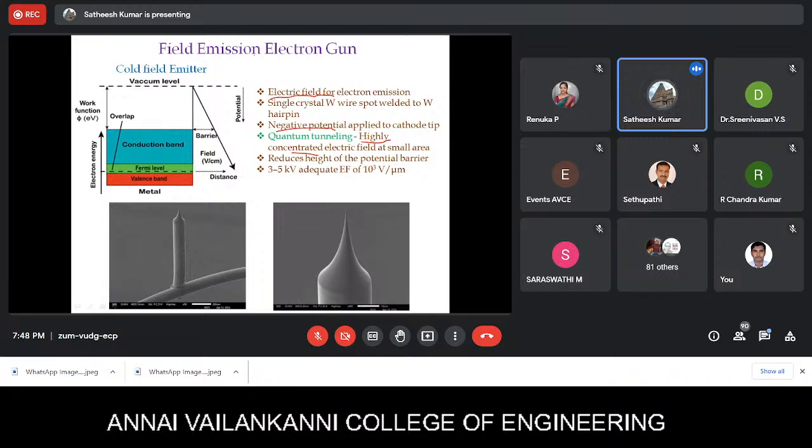So generally the field emission electron gun looks like a hairpin like this, where you get a sharp tip of a tungsten. It will be spot welded to a tungsten wire. This is a single crystal tungsten tip. This is actually made by electrolytic etching technique.